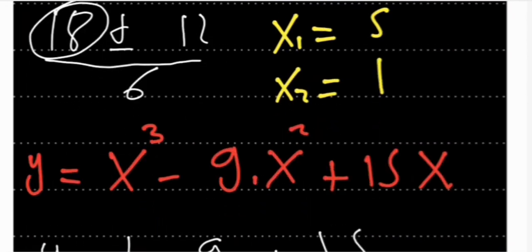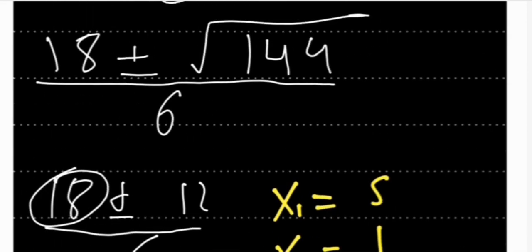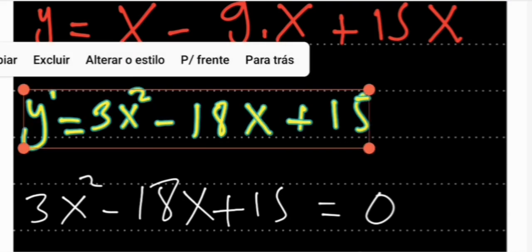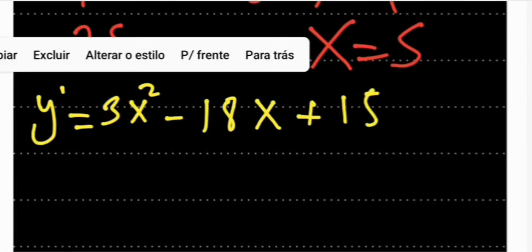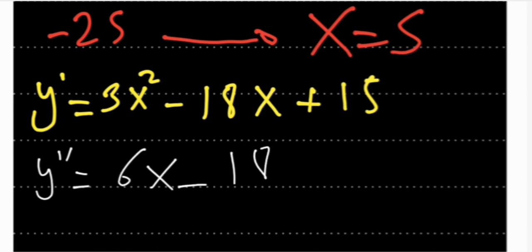So where is the first derivative? Here, the first derivative. So the second derivative is deriving the first derivative. If you can do the first derivative, you can do the second derivative easily. Okay, no problem. So y2 is equal to 6x minus 18.